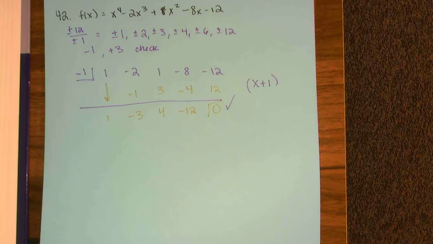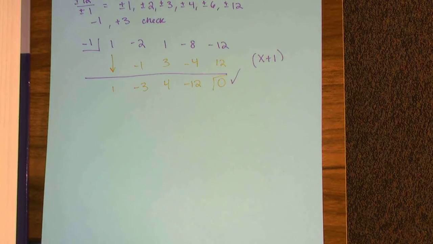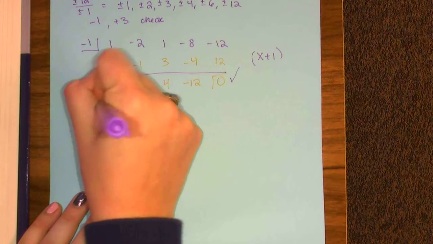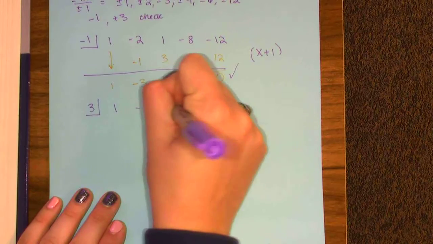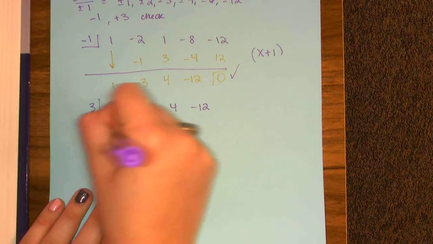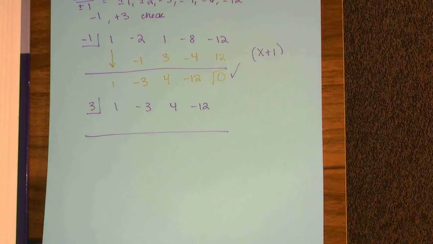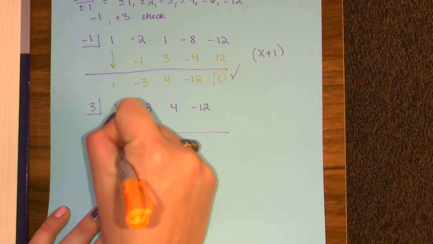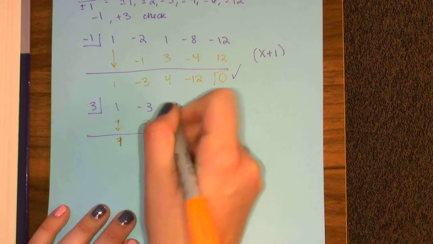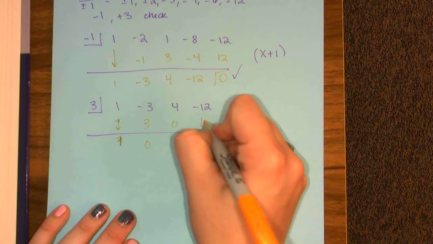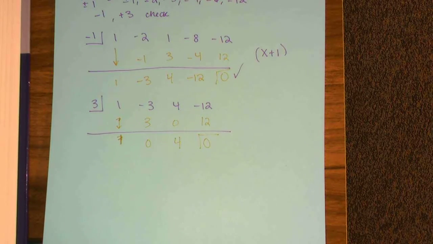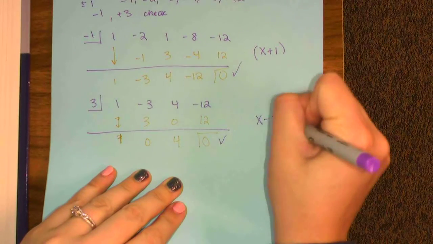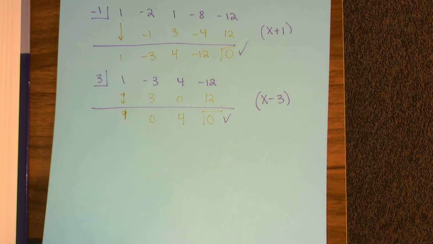Alright, so I'm going to do synthetic on what's left here. So I'm going to have 3 with 1, -3, 4, -12. So what do I have? Okay, so that's another factor, or what is this? Well, how do I write the factor? x minus 3.